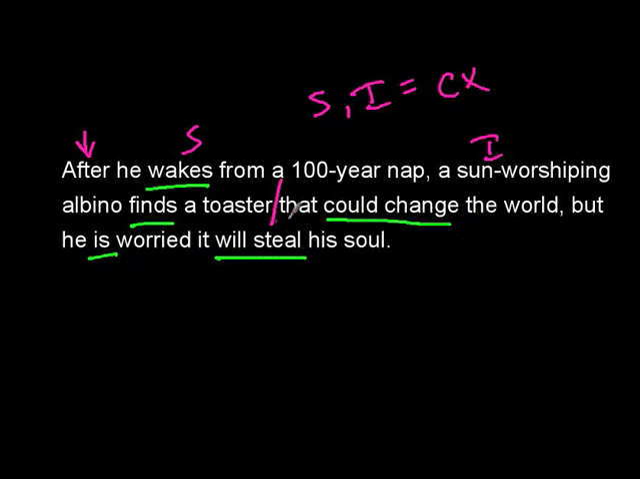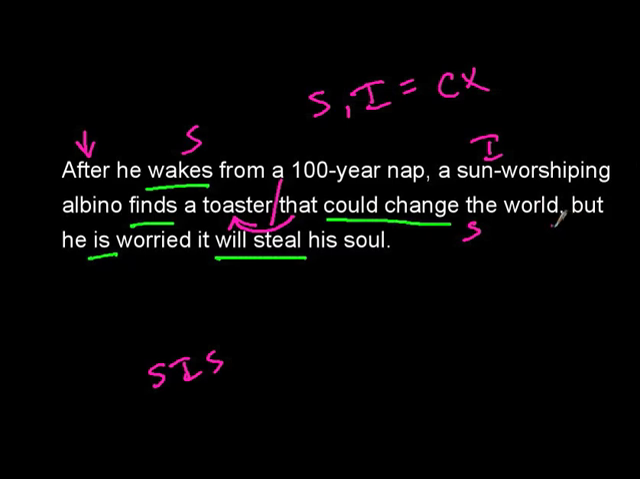Now again, this is an adjective clause here because that is modifying toaster, but that still makes this a subordinating clause. So let's look at our count here. We have subordinating, independent, subordinating, right? Still a complex sentence, right? SIS, that still equals complex.